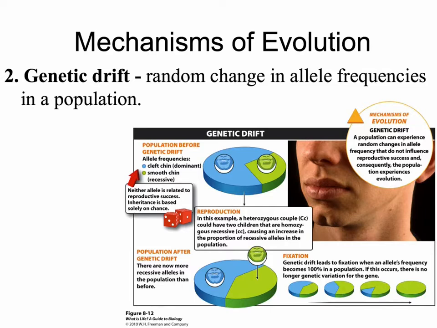In the example shown here, cleft chin is a heritable trait, and it is dominant. The allele frequencies in human populations will drift or change randomly up and down from year to year. This is because neither one of these alleles is related to reproductive success. Inheritance is based solely on chance.